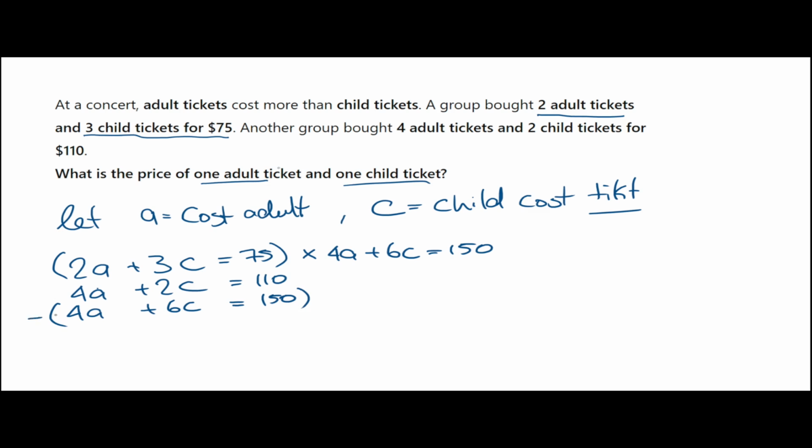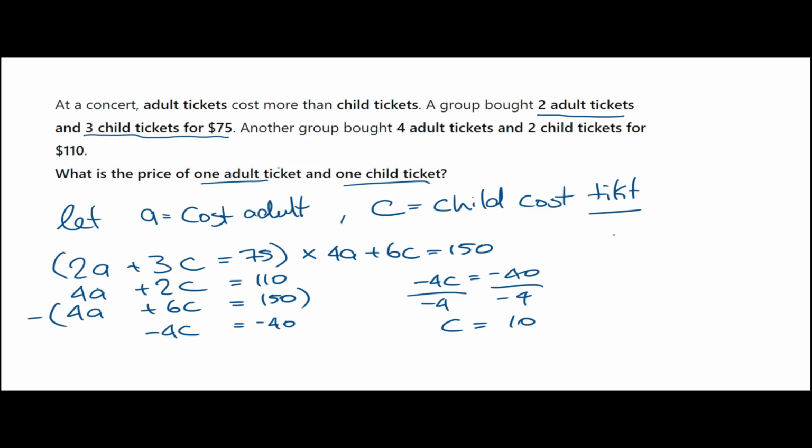If we subtract the bottom one from the top one, 4A minus 4A is no A's. 2C minus 6C is minus 4C. And 110 minus 150 is minus 40. So therefore minus 4C equals minus 40. If we divide both sides by negative 4, C is going to be equal to 10. So a child's ticket is $10.